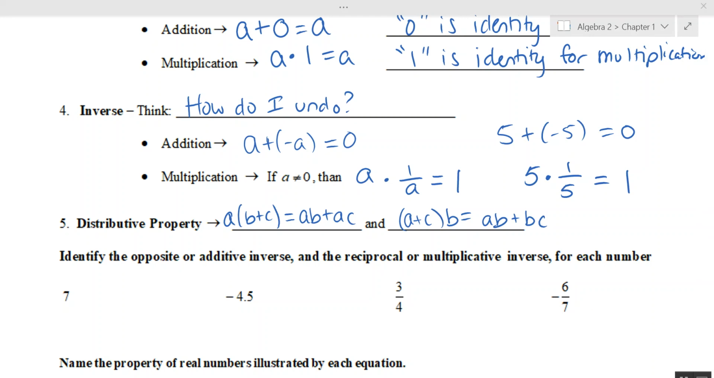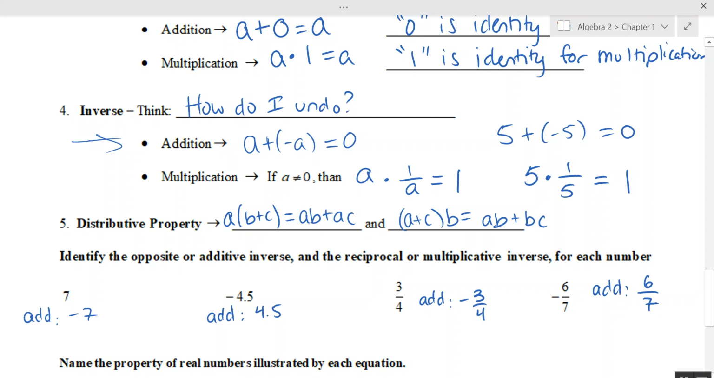All right, this next section asks us to identify the additive inverse and the multiplicative inverse. So first let's do the additive inverse for each of these. And again, the additive inverse, we're thinking here, how do I undo it? We're going to add the opposite sign. So if I have 7, the opposite sign would be -7. 4.5, the opposite sign would be a positive 4.5. For 3/4 would be a negative 3/4. Again, we're just taking the opposite sign. And for negative 6/7 would be positive 6/7.